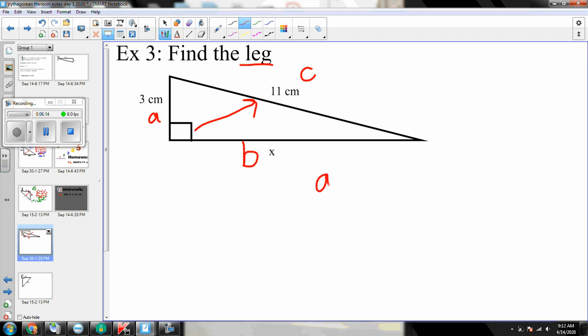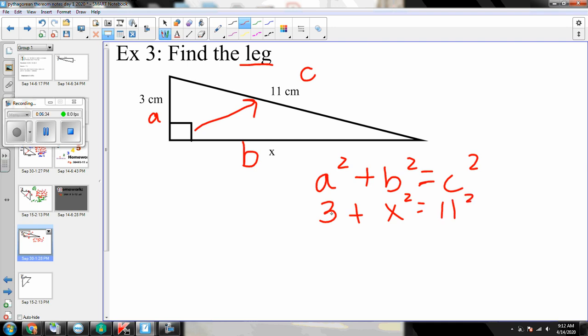But every problem, you start by writing a squared plus b squared equals c squared. Then plug in what you know. Well, I'm going to let a be 3. I don't know b, so I could put b or x squared there. It doesn't matter. And c, the hypotenuse, is 11.